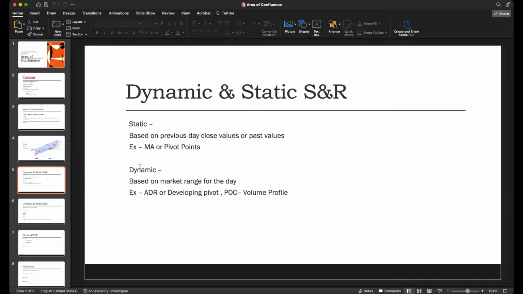In case of dynamic, what happens? It does not focus on the previous day, but takes into consideration what is happening in today's scenario. So what are today's values? In case of volume profile or developing pivot points, they consider the current close price, current high for the day, or current low. In case of volume, it also considers today's volume with respect to the volume of the past. This is the primary difference between dynamic and static support and resistance.